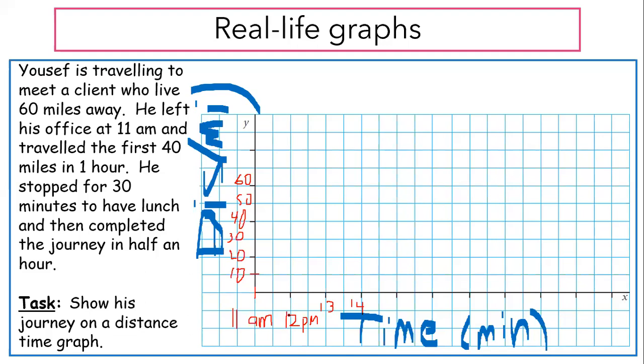Continue, Noor. Where should I reach my distance at the first hour? 40 miles. So here I should label and draw a line. Now my line will not be very accurate, but when you're drawing it, you're going to use a ruler for that. Excellent. Now continue. He stopped for 30 minutes to have lunch and then completed the journey in half an hour.